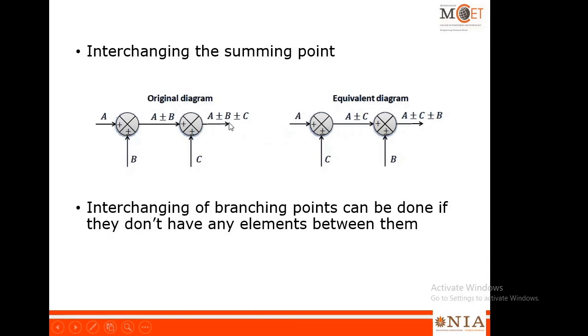In this case it is A plus B plus C. Here in this case it is A plus C plus B. So you can interchange two summing points. Similarly, you can interchange two branching points if you don't have any elements between them. That should be noted. You should not have any elements between them. Then you can interchange the two branching points.